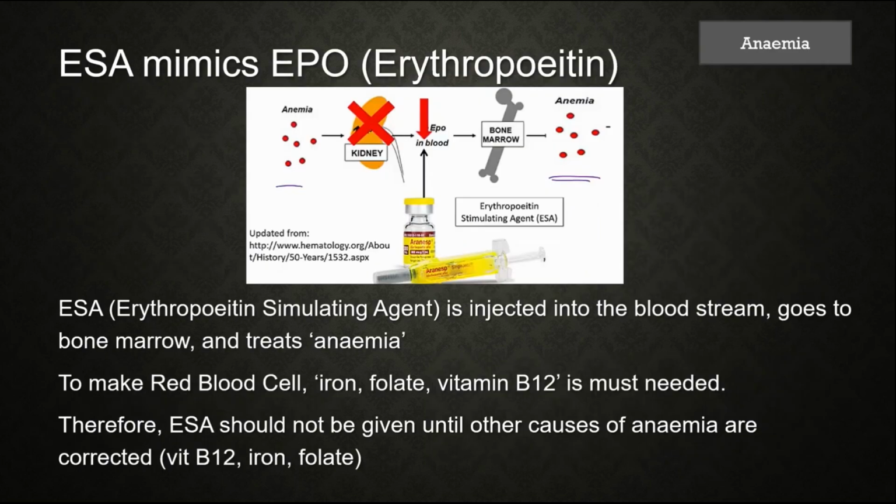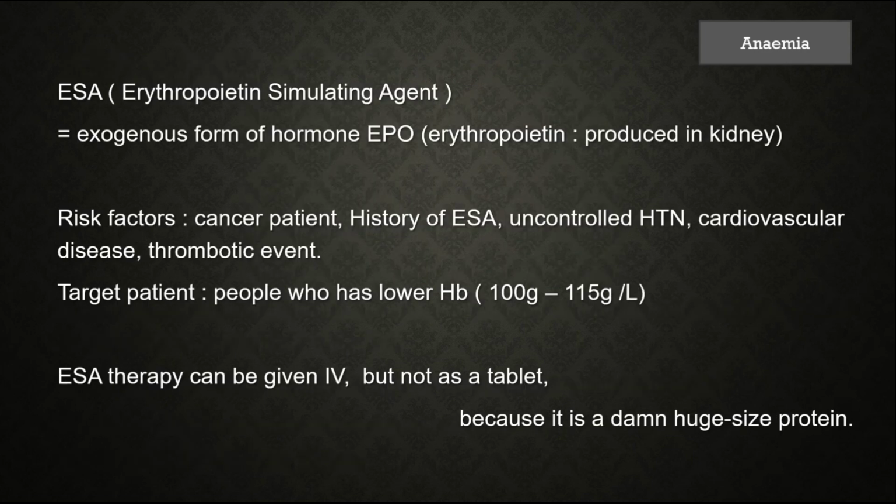ESA mimics EPO, erythropoietin. ESA is an erythropoietin stimulating agent. It is injected into the bloodstream, goes to bone marrow, and treats anemia. To make red blood cells, iron, folate, and vitamin B12 are most needed. Therefore, ESA should not be given until other causes of anemia are corrected, which are these three factors. ESA is the exogenous form of the hormone EPO, erythropoietin, produced in the kidney.